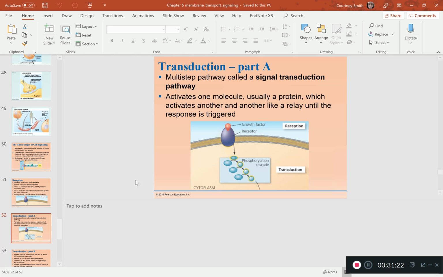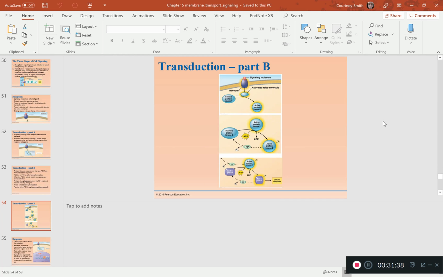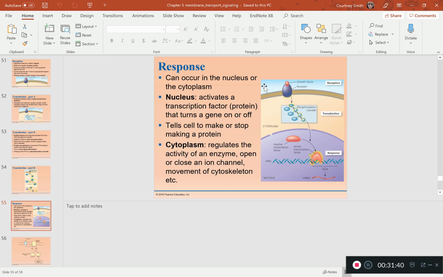And then with that, you will have transduction, which is the second part, and this is the signaling cascade of where kinase is constantly just activating proteins in a downward effect. And then with that, you'll have a cellular response. So whether or not the response is in the cytoplasm or in the nucleus will determine what happens.